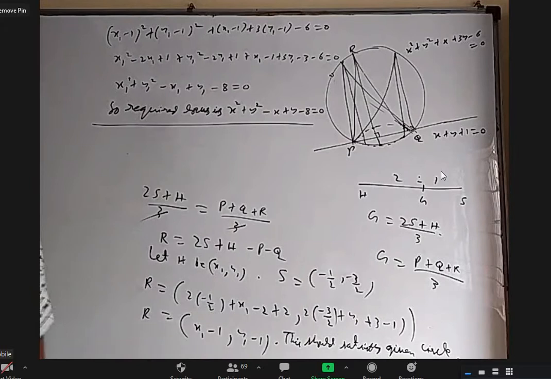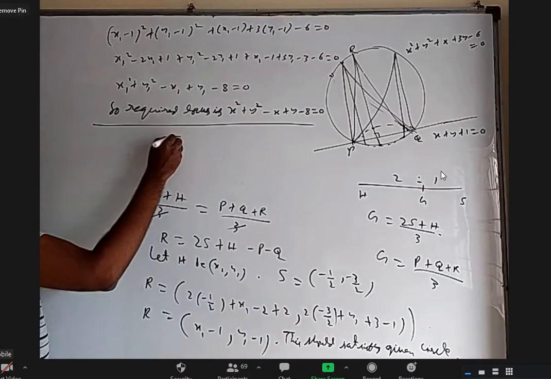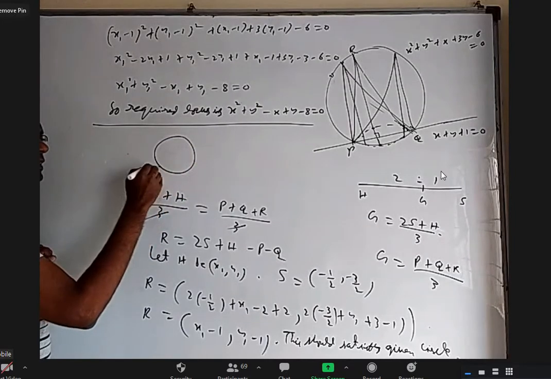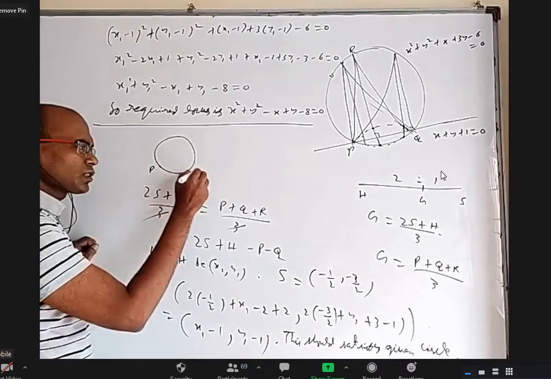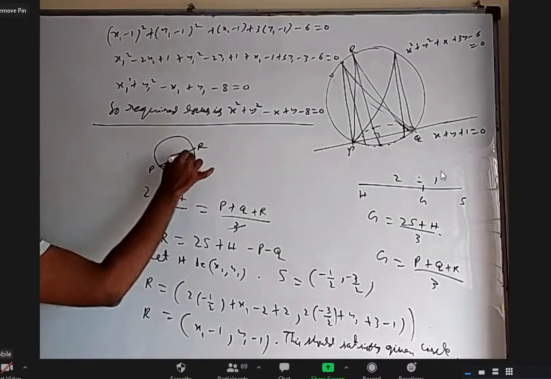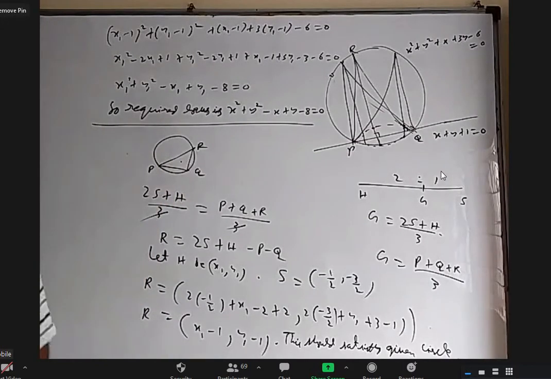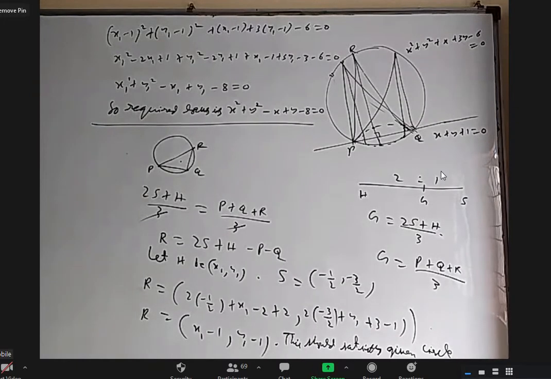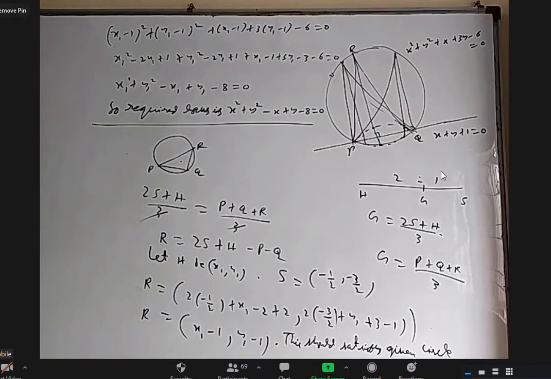Does anybody remember this? In first year, I asked this. Here, P and Q are fixed, R is variable. But what I asked in the first year is, P is a variable point on this circle. The circle is fixed. Q is also a variable point. R is also a variable point. All the three vertices of the triangle are variable points on the circle. What is the locus of the orthocenter? Anybody remembers that?